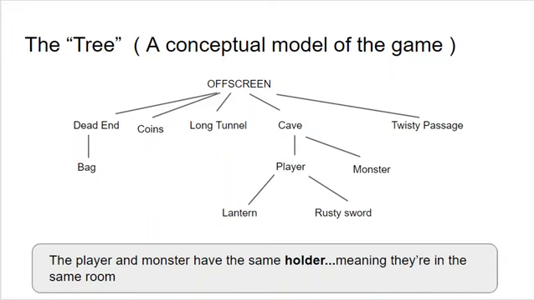Well, in the same place means they have the same parent, or the same location, or the same holder. So to test whether the player's in the same room as the monster, we can say, is the player's holder equal to the monster's holder? Or is the player's location equal to the monster's location? And if that's true, that means they're in the same room, because from the player's perspective, the player's parent is the room the player's in. So you can test to see if two things are in the same place by comparing their parent objects, or their holders.